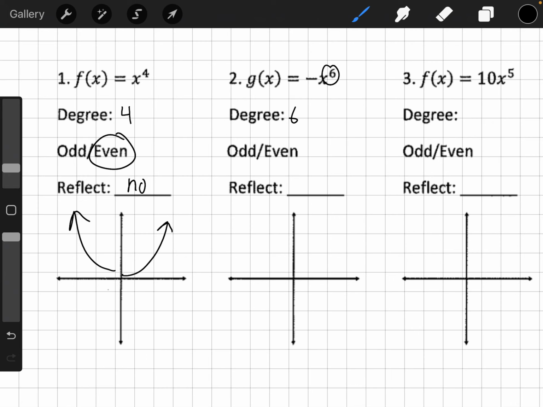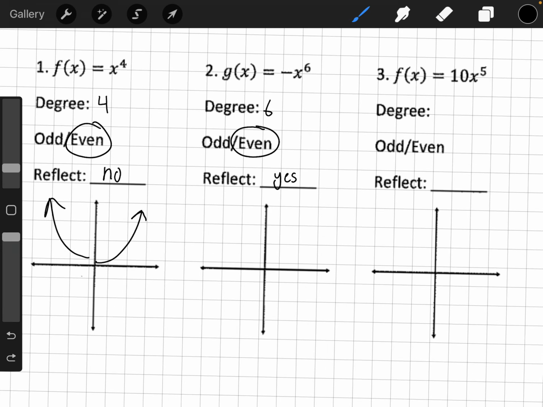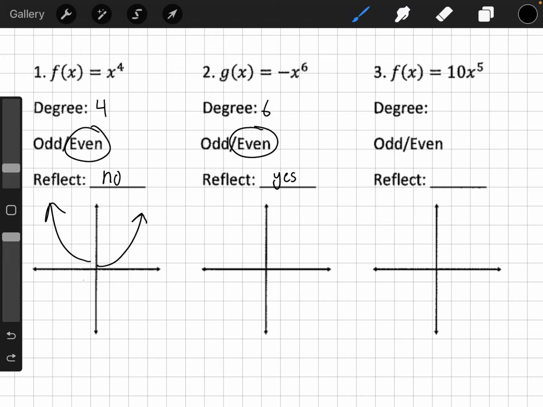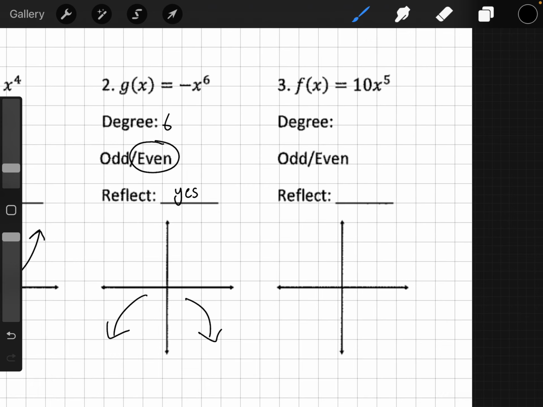So the degree here is 6. Is it even or odd? It's even. Is there a reflection? Yes. There's this negative sign in front of the function. So when there's a reflection on an even function, both of these end behaviors go down towards negative infinity.